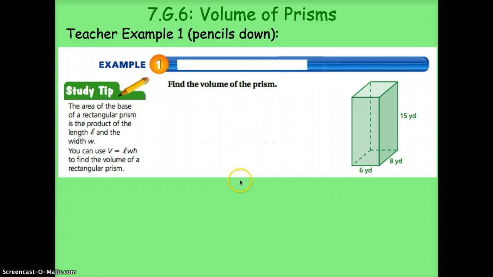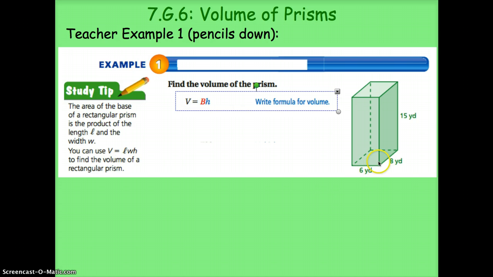So put your pencils down, find the volume of the prism. Okay, and notice I've got a little study tip here for you. The area of the base of a rectangular prism is the product of the length and the width. You can use the formula volume equals length times width to find the volume of a rectangular prism. So that's the same thing I went over. So when you first set it up, you use our traditional prism formula, volume equals base area times height. Remember that red B stands for area of the base, which in this case would be length times width.